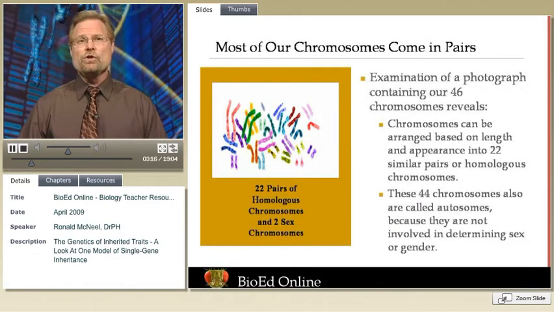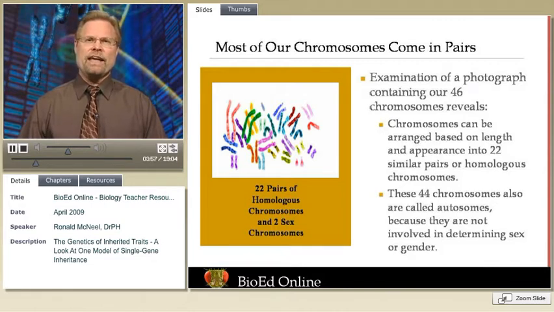Examination of a graph of a nucleus containing these 46 chromosomes reveals that 44 of our chromosomes can be arranged into 22 similar pairs based on their length and appearance. These are called homologous pairs of chromosomes. Also, they're known as autosomes. These paired chromosomes are not involved in determining sex or gender. Each homologous pair of chromosomes not only has the same length and appearance, but the pair also contains the same genes, which we will learn about shortly.